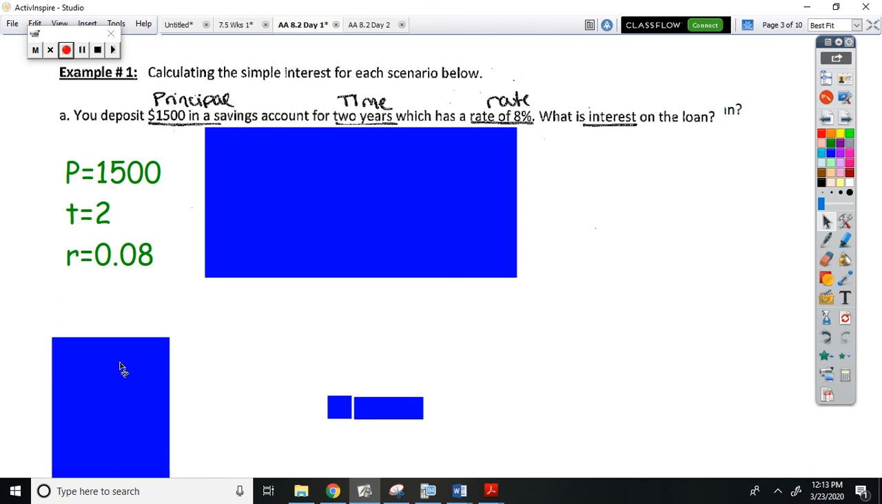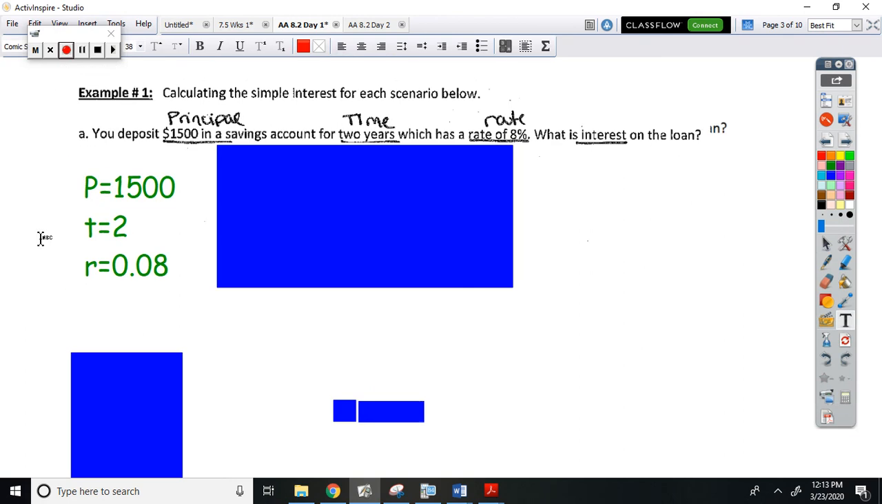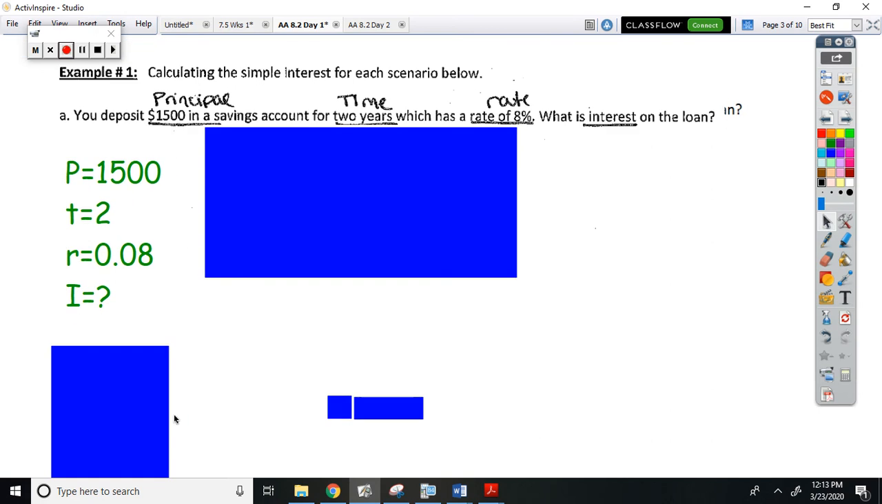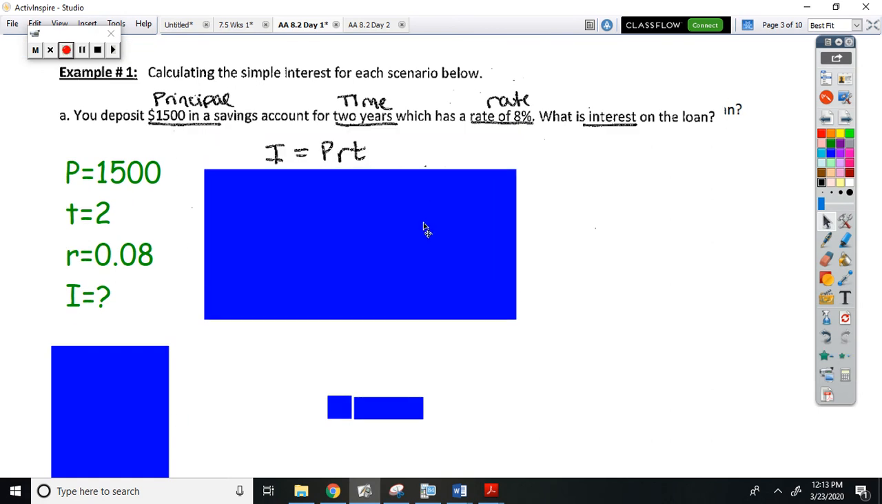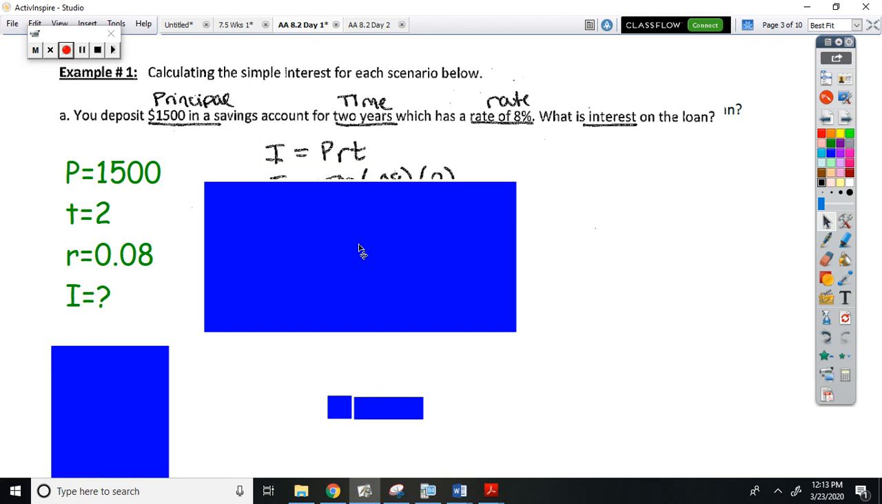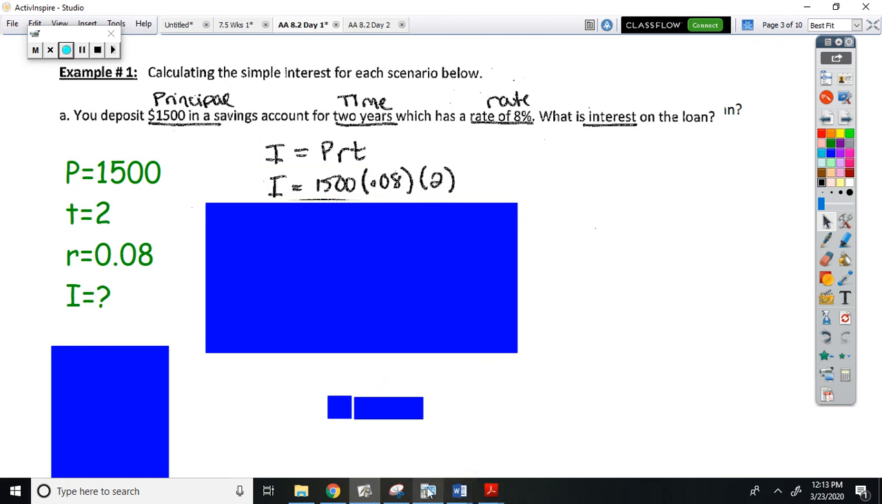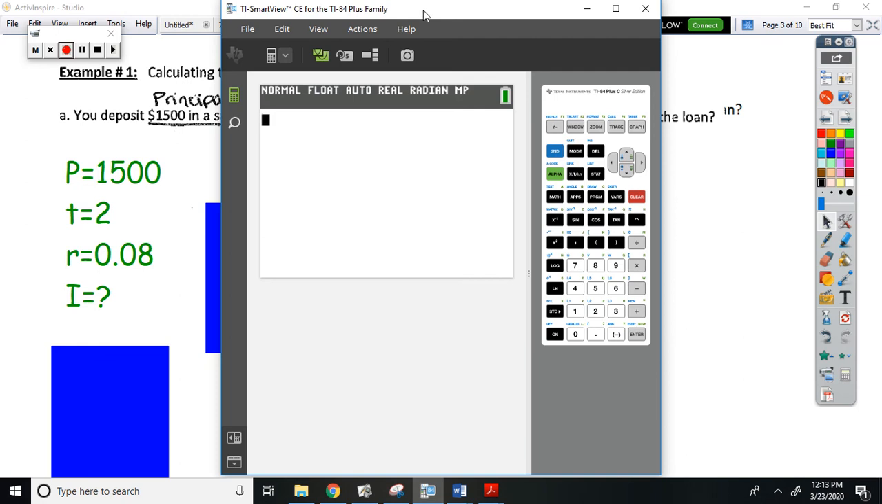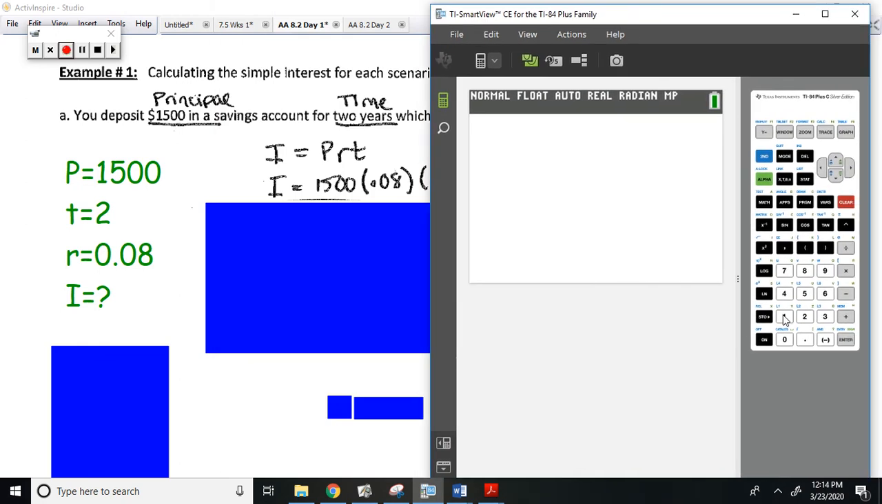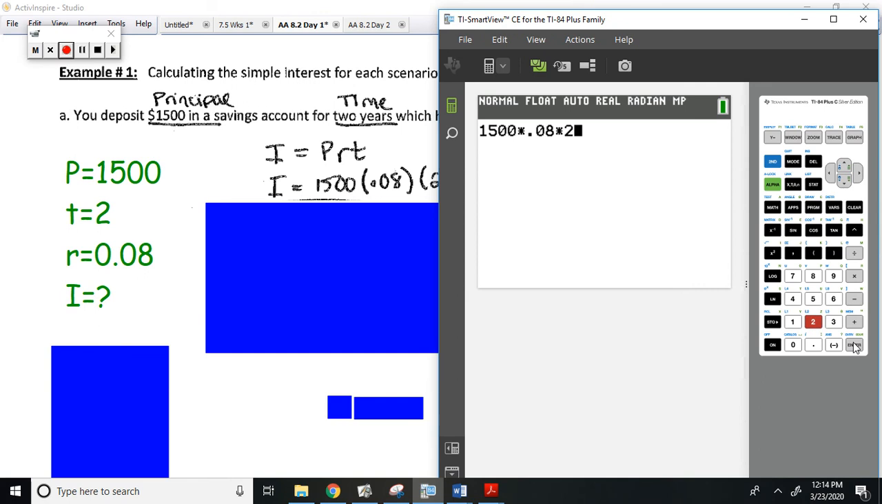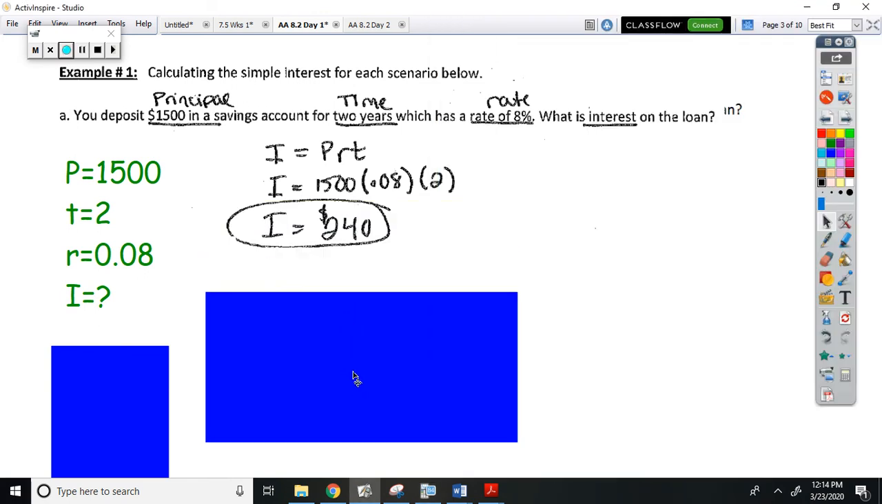What is the interest on the loan? So that means we're solving for I. You actually can put I equals question mark. So we're going to start out with our formula, I equals PRT, and we're going to plug in that information. 1,500 in for P, 2 for T, and 0.08 for R. And all we have to do is calculate that on our calculators. You can use your graphing calculators, or you can compute this on any calculator that you find online or on your phone. We should get $240 as our final answer.